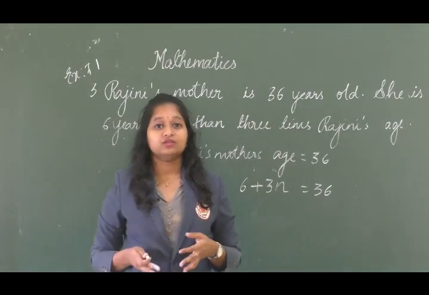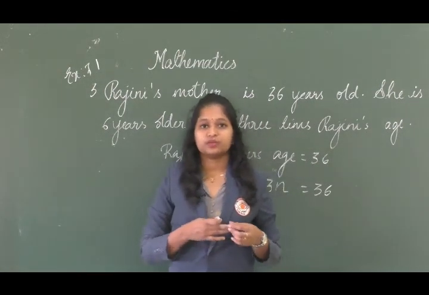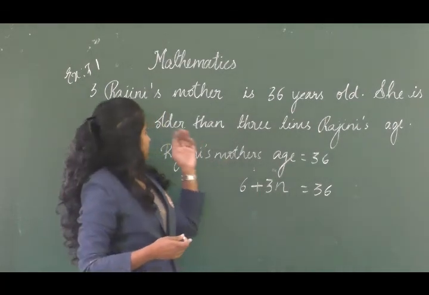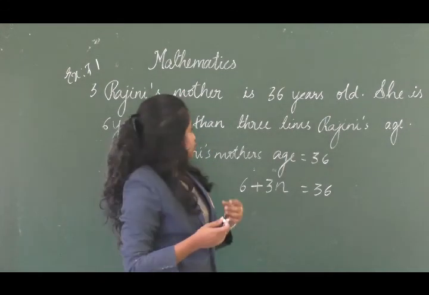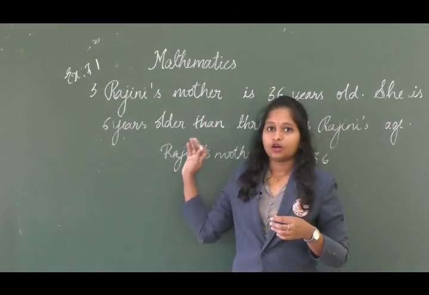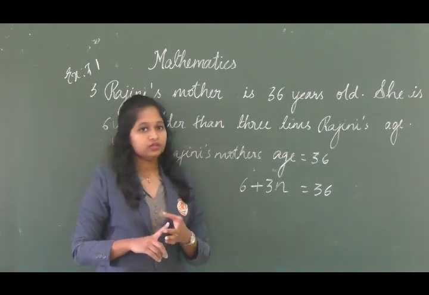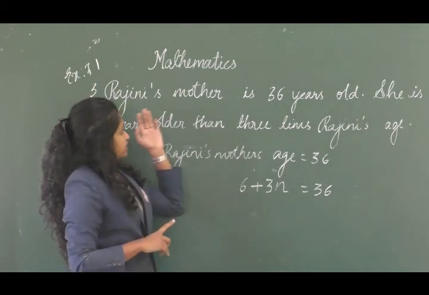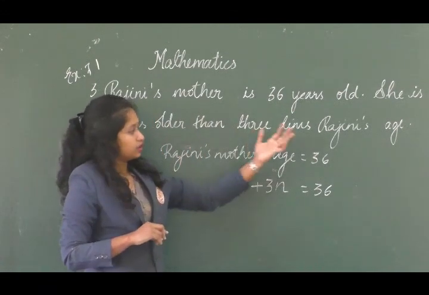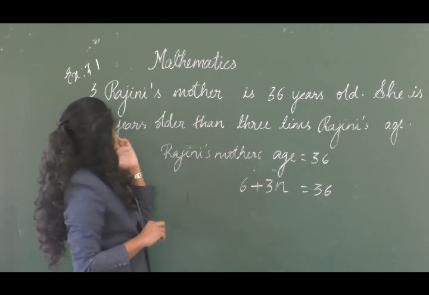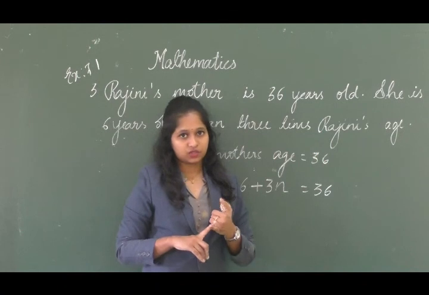So children, now let's see one question from exercise 7.1, question number 3. Question is, Rajni's mother is 36 years old. She is 6 years older than 3 times Rajni's age. Okay, so what is given? Rajni's mother's age is given as 36. And one more sentence, which is, she is 6 years older than 3 times Rajni's age.